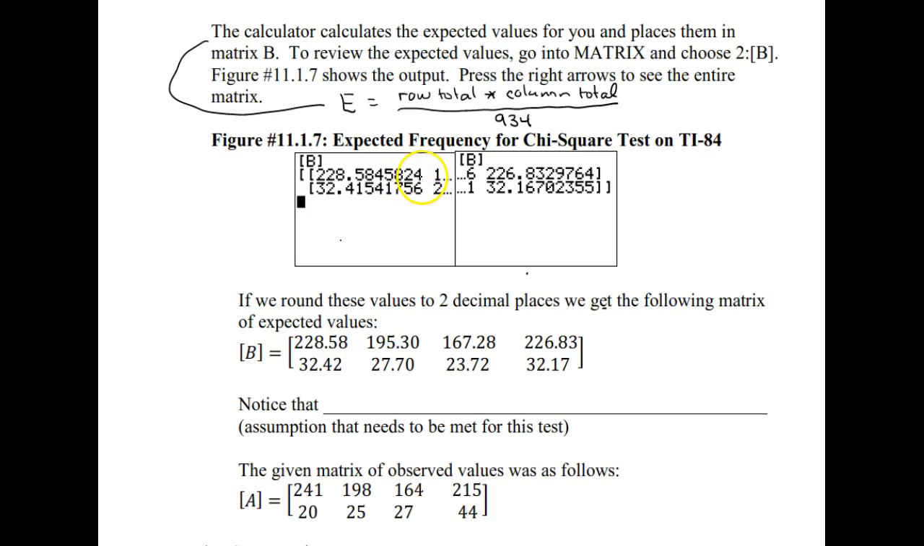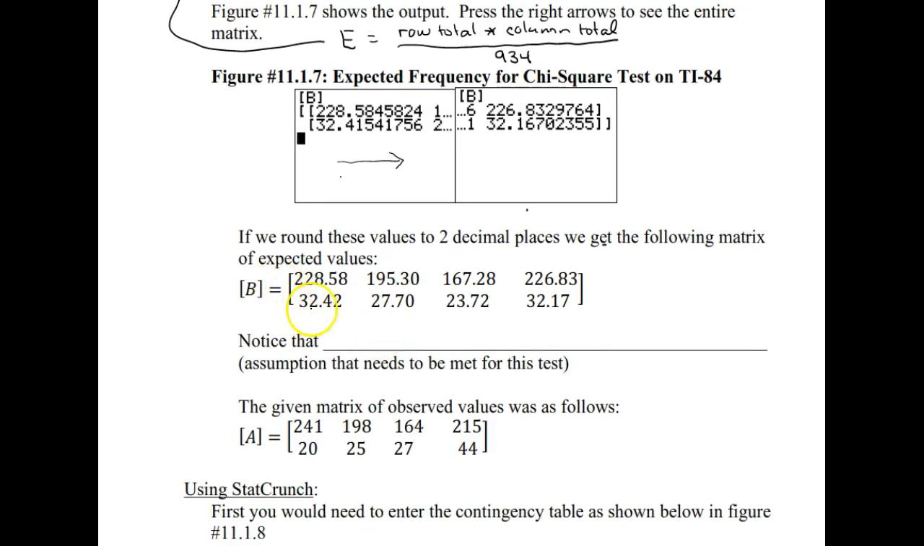into matrix B. So to see the expected values, you're going to go into matrix and choose 2 for matrix B and press enter next to that. Okay, so now we've got some long decimal places in here, so we can press the right arrow to see the entire matrix. So again, if we just right arrow over to keep scrolling, we can see all those other values. If we round those values to 2 decimal places, we get the following matrix of expected values. There are 8 of them. This is also 2 by 4, just like our matrix A.